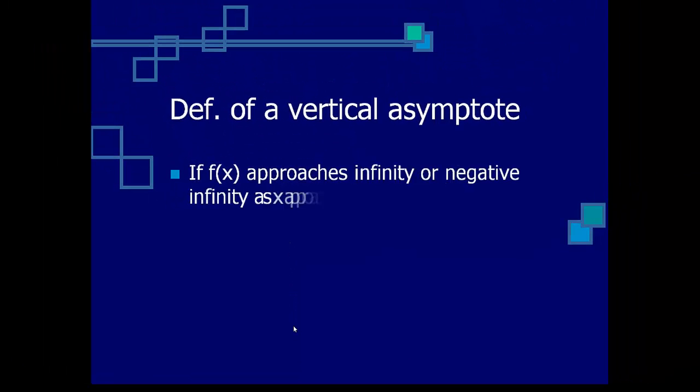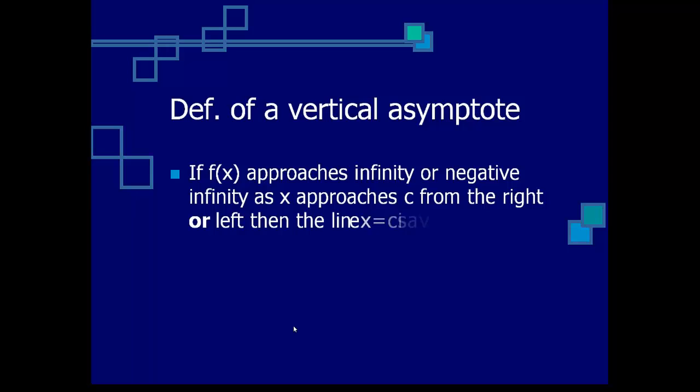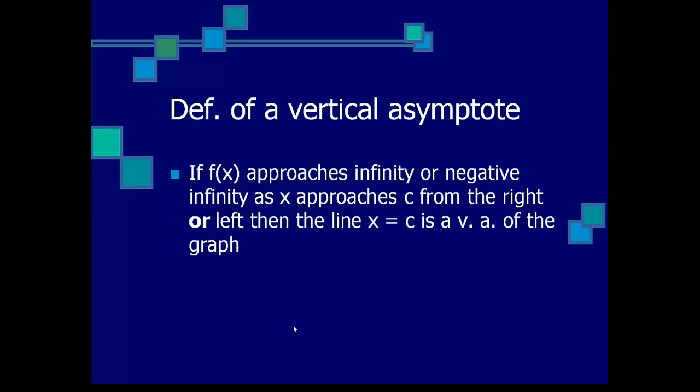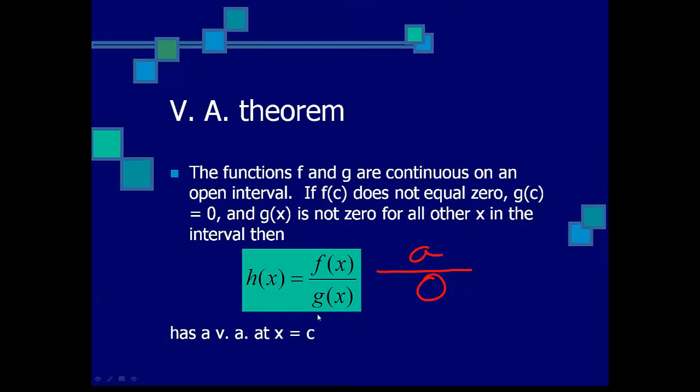Let's define what a vertical asymptote is. If a function approaches infinity or negative infinity as x approaches c from the right or the left, then that line is going to be a vertical asymptote of the graph. On those previous functions, we had vertical asymptotes at x equals 4. The vertical asymptote is going to occur where the denominator equals 0. And that occurred in the previous functions too, we just didn't see the functions.